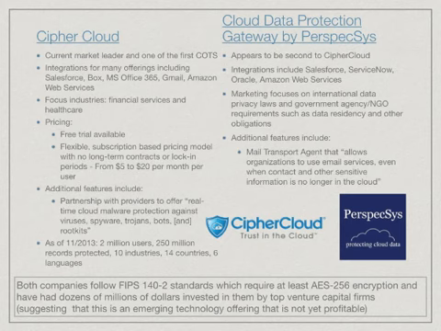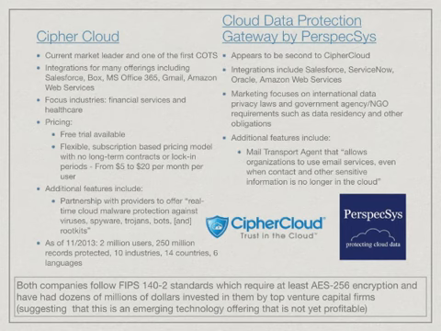CipherCloud's main competitor is the Cloud Data Protection Gateway by Perspex Systems. Their main integrations include Salesforce, ServiceNow, which is a CRM, Oracle Database Solutions, as well as Amazon Web Services. Perspex Systems marketing focuses on international data privacy laws as well as governance for NGOs and requirements such as data residency and other obligations most EU members are bound to.